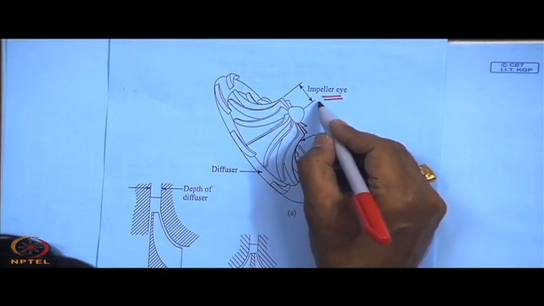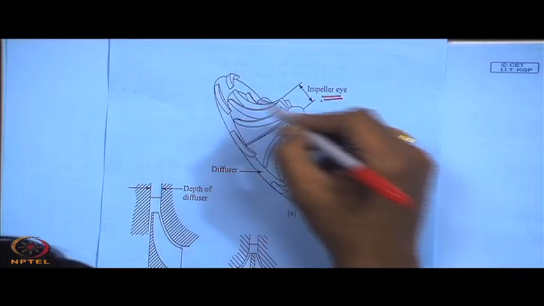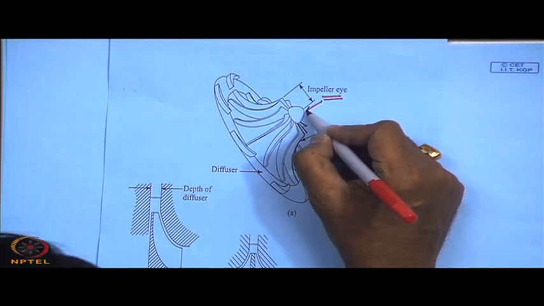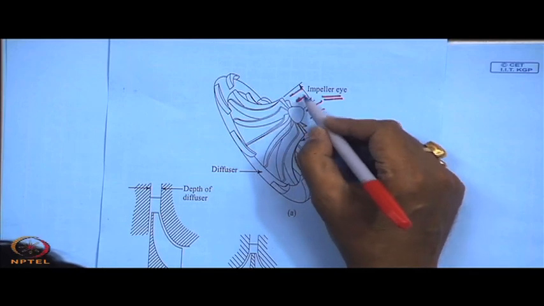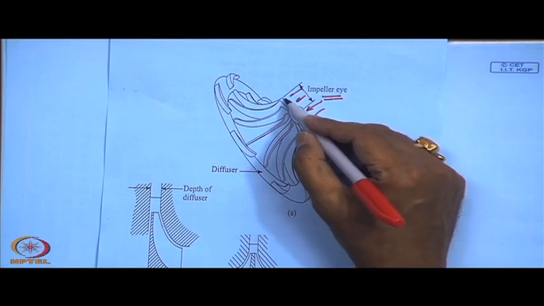The air is being sucked when the impeller rotates. The air is being sucked like this through the impeller eye. This is the impeller eye.